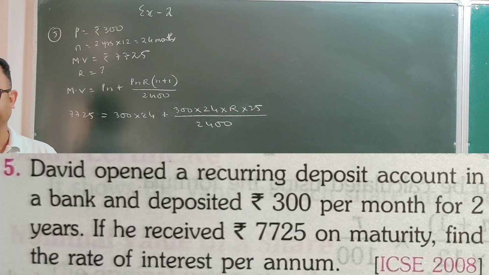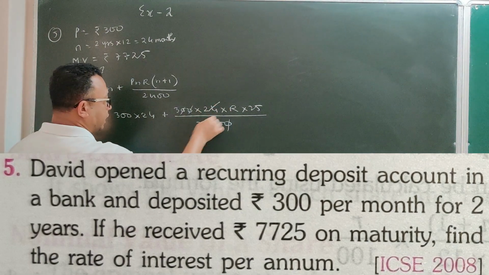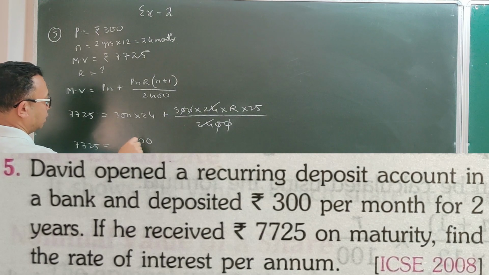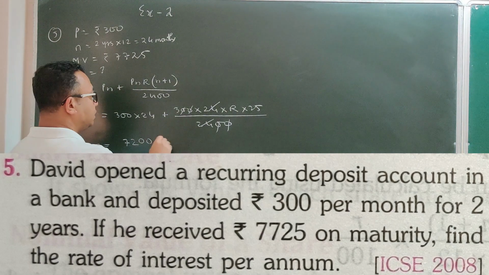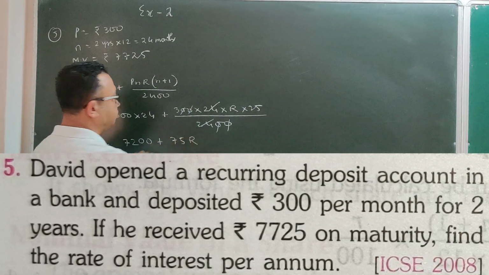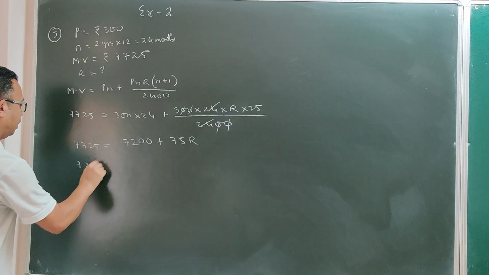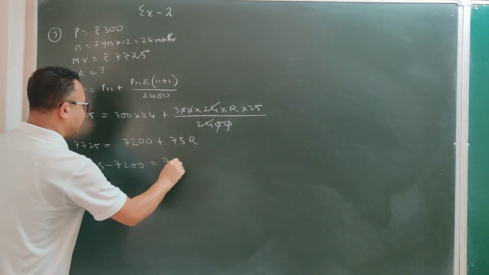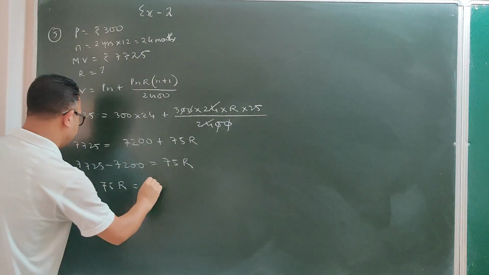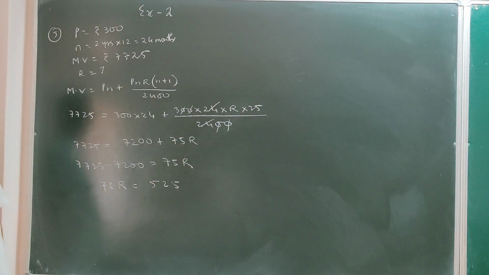Simplify it properly, following the rules of cross multiplication, and you should get the answer. Two zeros I am cancelling, this 24 is getting cancelled with this 24. So this is 7725, and multiplying, this is 7200 plus, everything else got cancelled, so I only have to multiply the upper one, 3 into 25 is 75 r. Transfer this 7200 to the other side, as it is plus it becomes minus: 7725 minus 7200 equals 75 r. So 75 r is equal to, subtracting these two, 525, since 725 minus 200 is 525.